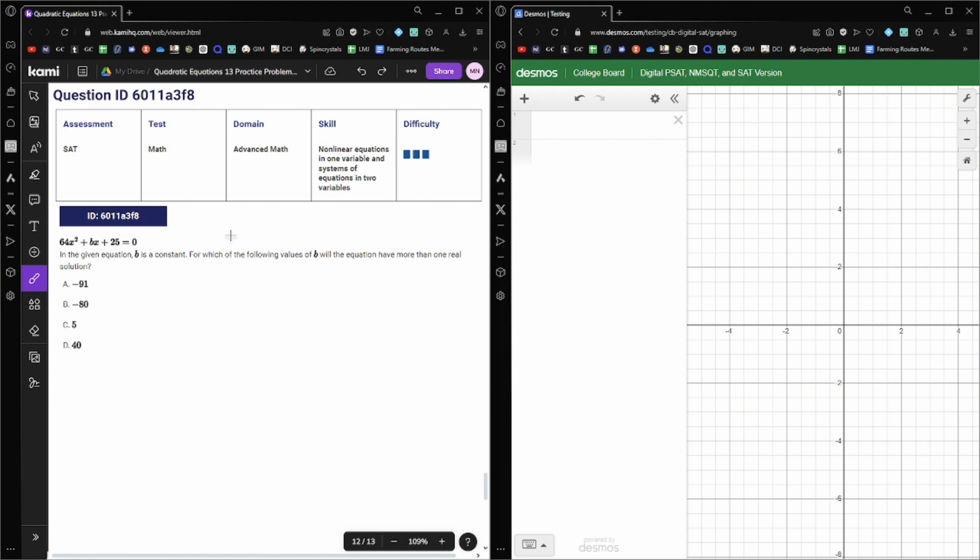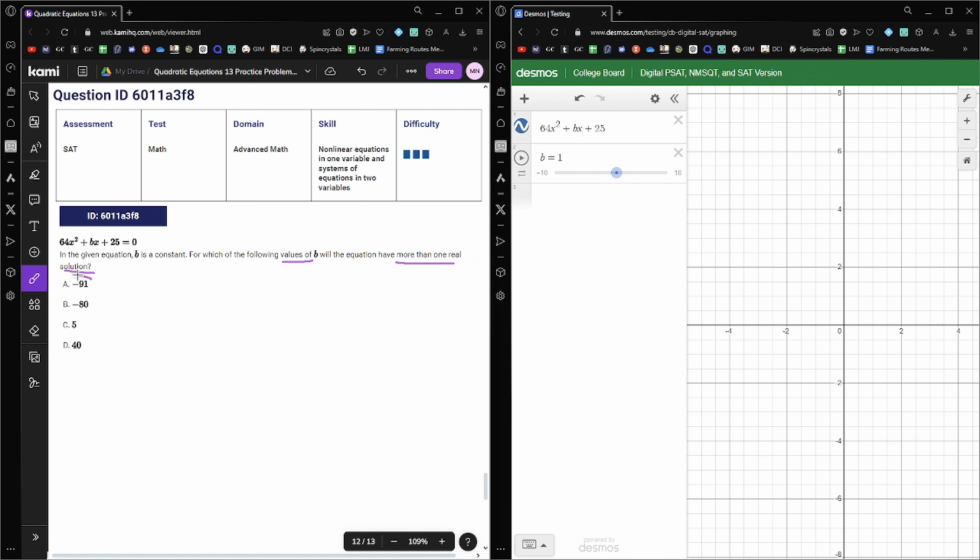Question number 12. Here they give us this equation, and they're asking us for which of the following values of b would the equation have more than one real solution. So they want two solutions. Why did they not just say two solutions? Why do you say more than one? Anyways, let's type that equation in Desmos. 64x squared plus bx plus 25. Let's add in our slider.